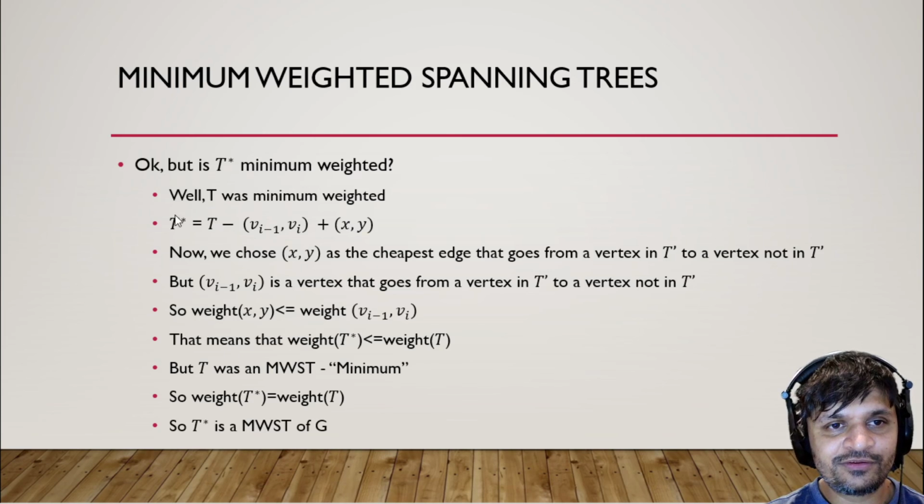So T star is no more expensive than T, but we said that T was a minimum weighted spanning tree, and it had that word minimum. It was the cheapest possible spanning tree, but the weight of T star is less than or equal to it. So then it must be equal. It can't be less than, because you can't be less than the minimum. So if the weight of T star is the same as the weight of T, then T star must also be a minimum weighted spanning tree of G.